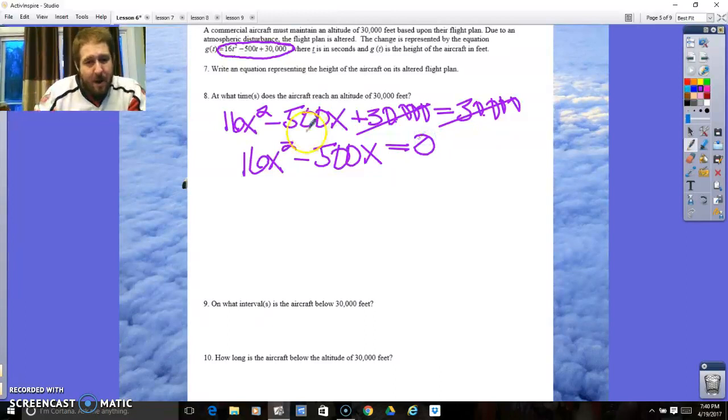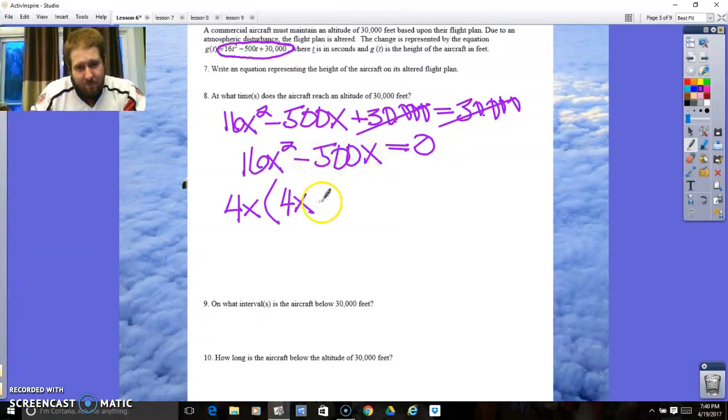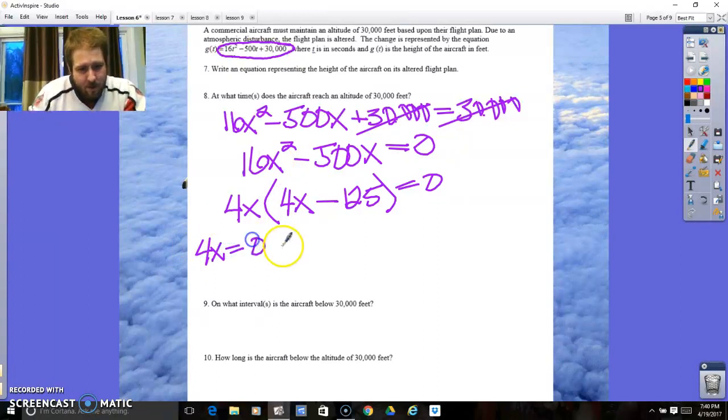Now, I'm going to use the zero product property because both 16 and 500 can be divided by 4. So I'm going to put the 4x on the outside. This divided by 4x becomes 4x, and this divided by 4x becomes negative, let's see, 4 into 500, 250, 125, equals 0. Now I can solve it twice. Now 4x equals 0, and 4x minus 125 equals 0.